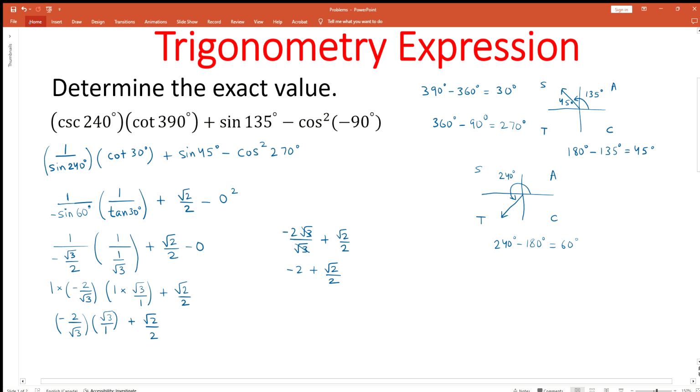Next, we can combine these terms by finding a common denominator. The denominator of negative 2 is 1. The common denominator is 2. We should multiply negative 2 over 1 by 2 in the numerator and denominator. Next, we can combine the fractions. This should be the final answer for the exact value of the given expression.